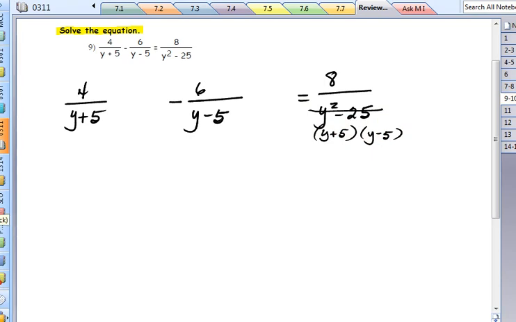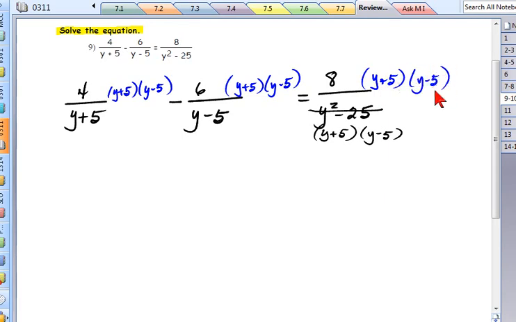So I'm going to multiply each of the terms by that, and I'm going to sneak it in. Y plus 5 times y minus 5, y plus 5 times y minus 5, and again, y plus 5 times y minus 5. When you multiply it by those, they are really over 1, even if you don't write it, which I usually don't.